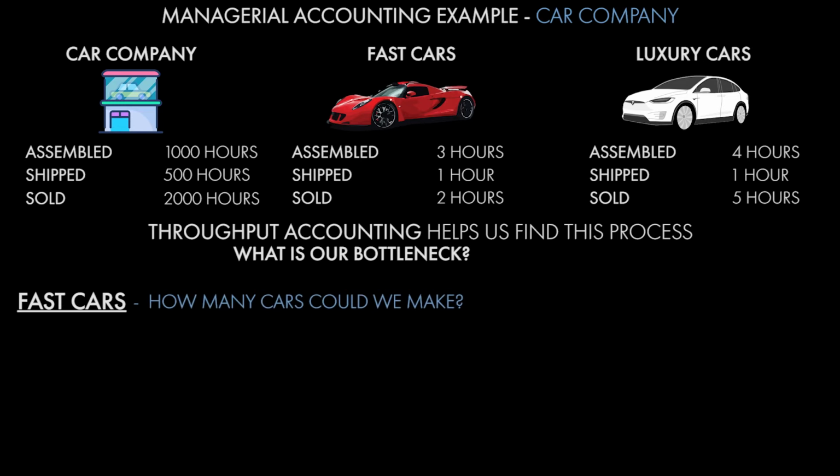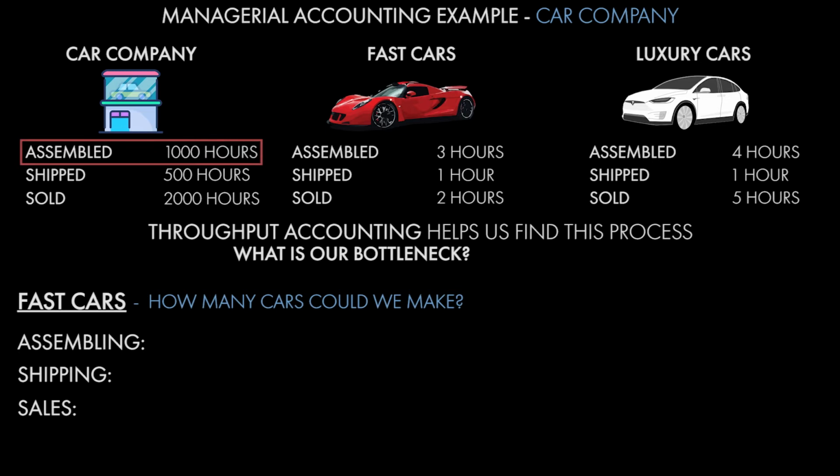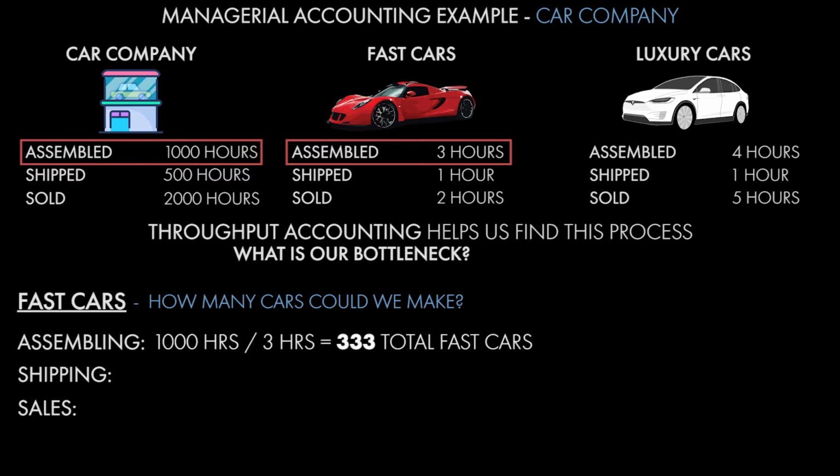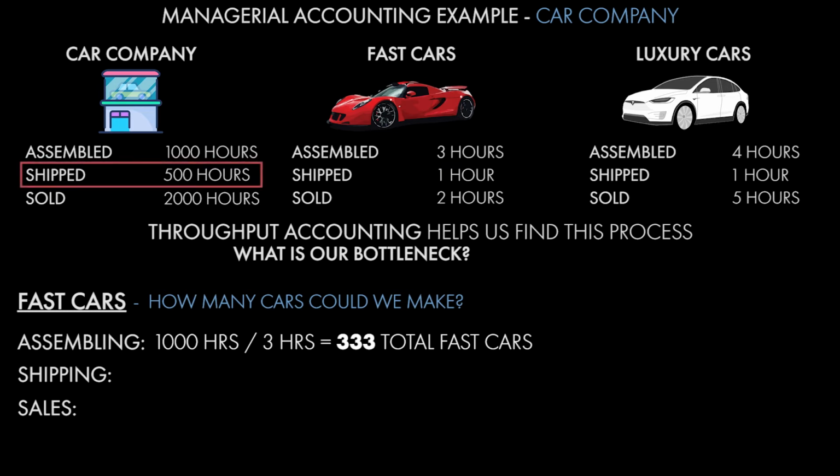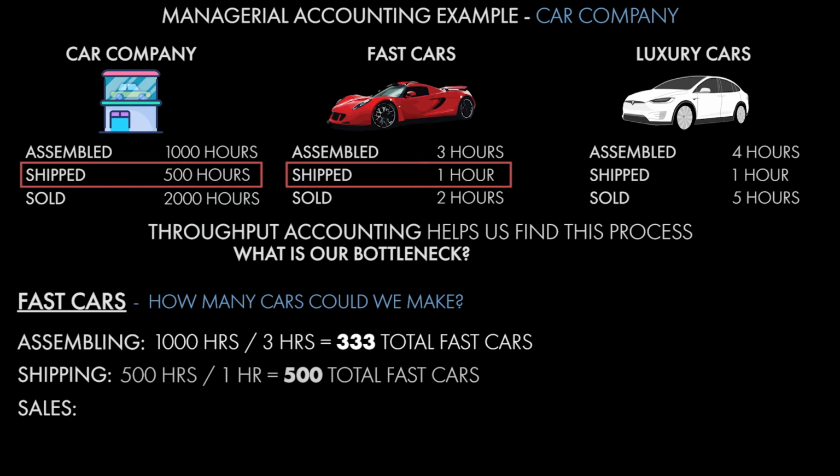cars could we make? So let's do the quick math on that. Okay, we have 1,000 total assembly hours we can use. Each fast car takes 3 hours to assemble, so we can make 333 total fast cars. Not too bad. Now let's look into shipping. We have 500 total shipping hours. Each car takes 1 hour to ship, so that makes 500 total fast cars we can ship, more than the assembly. So, as of right now, assembling is our bottleneck.